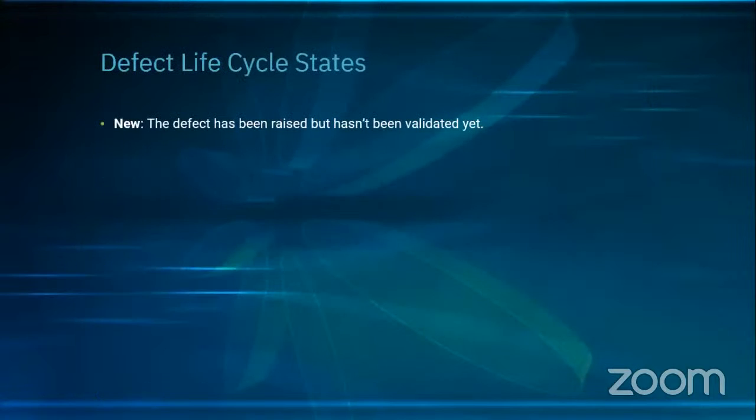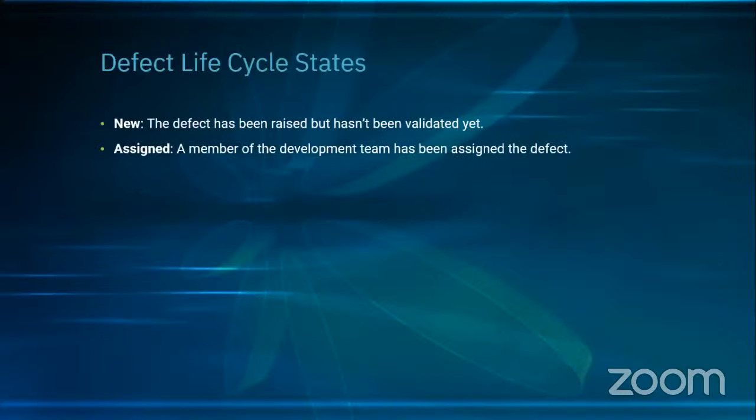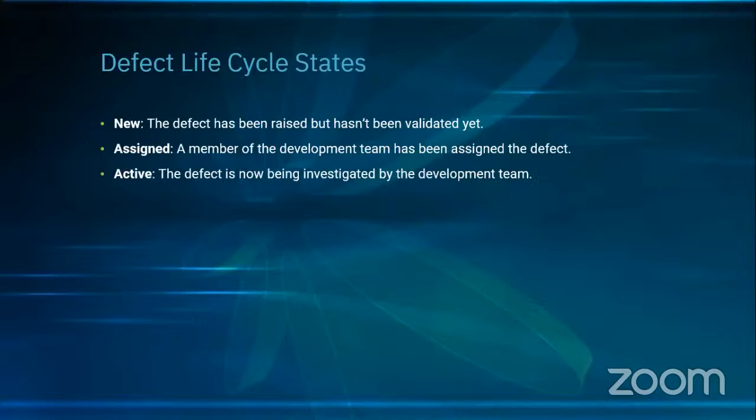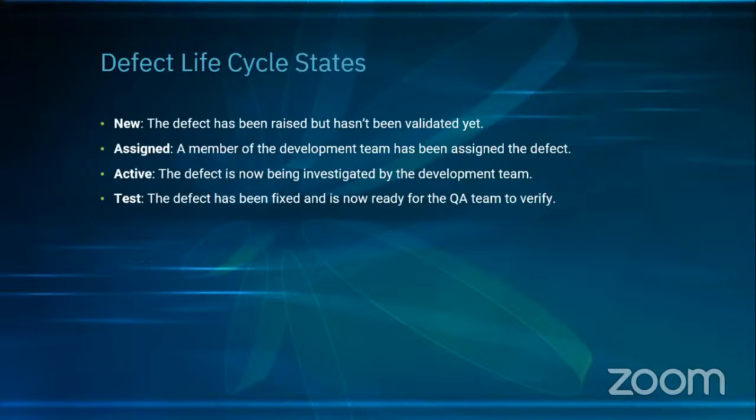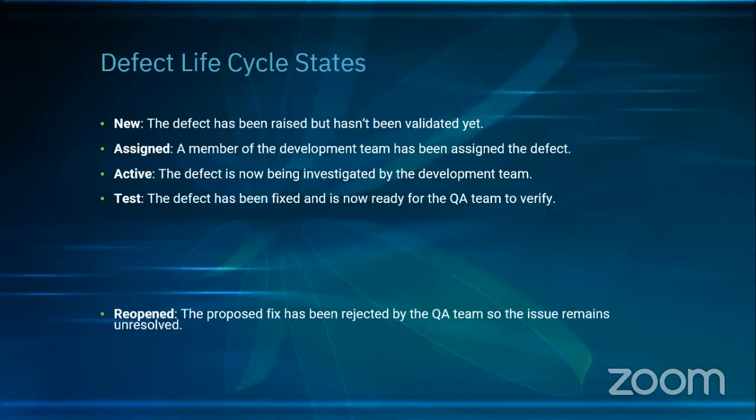Now, new means the bug has been raised and has not been validated yet. The next one is open, where a member of the development team is going to be assigned. The next state is active. This defect is now being investigated by the development team. The next state is test. The defect has been fixed and is now ready for the QA team to verify.